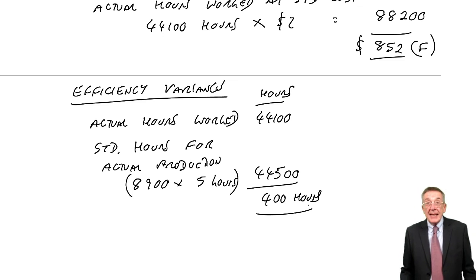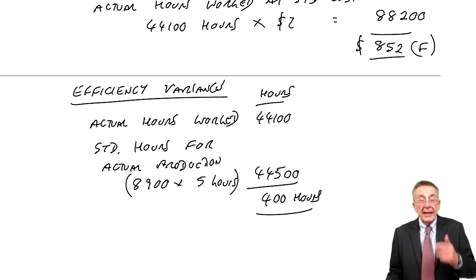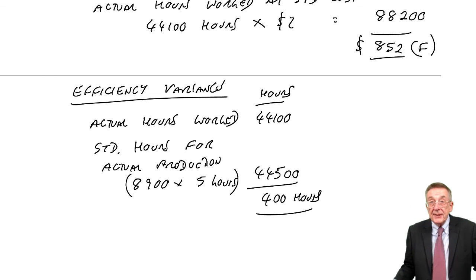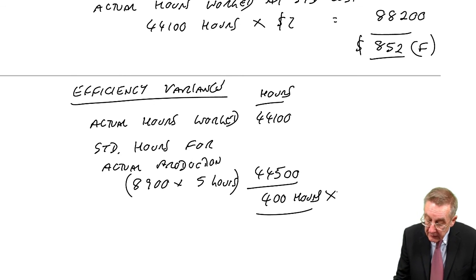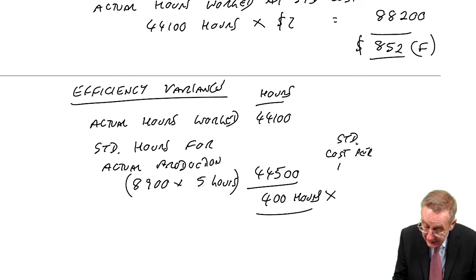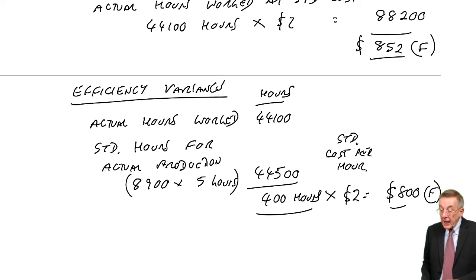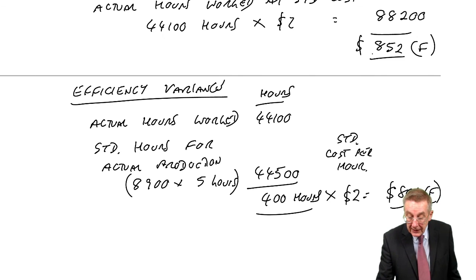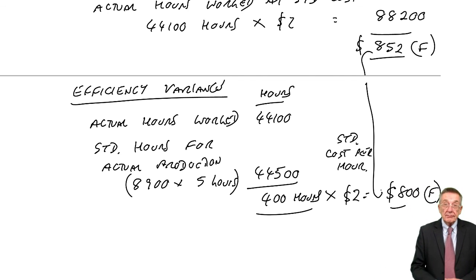And do note, that's exactly the same workings as for the labour, for the same reasons. But with labour, we were saving $5 an hour. With variable overheads, standard cost per hour is $2. Total 800. They worked faster, we've saved money. And if you want to check back, the total of these two is 1652, which is what we had before.